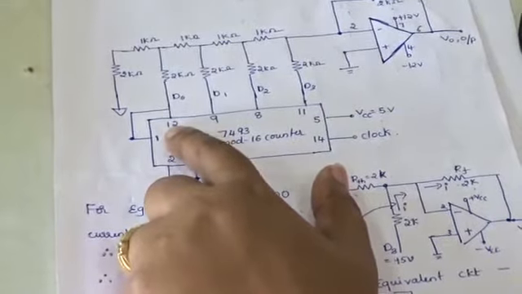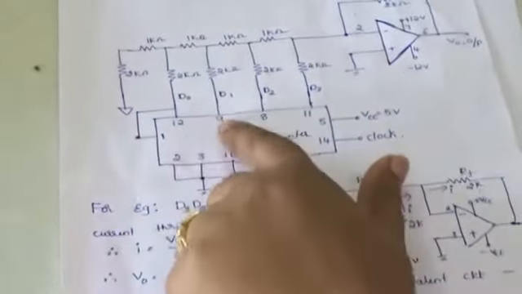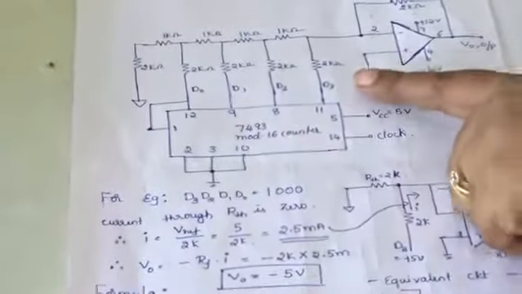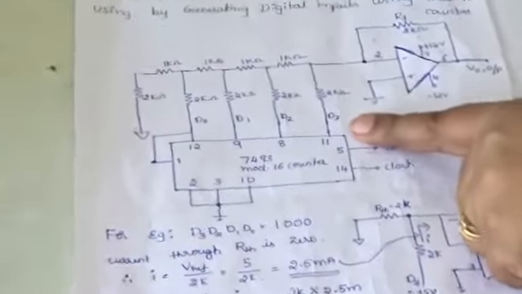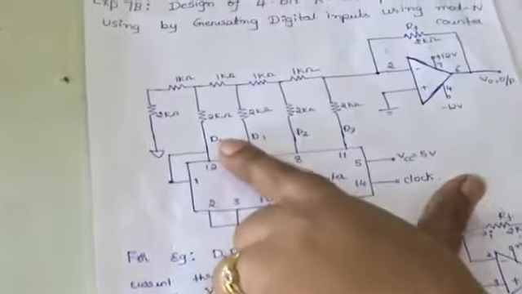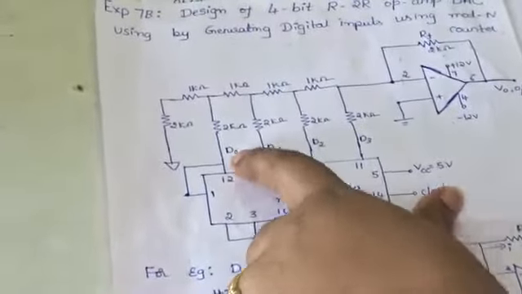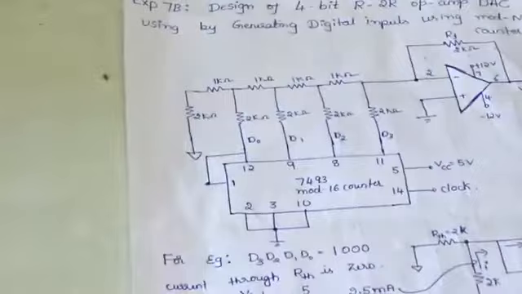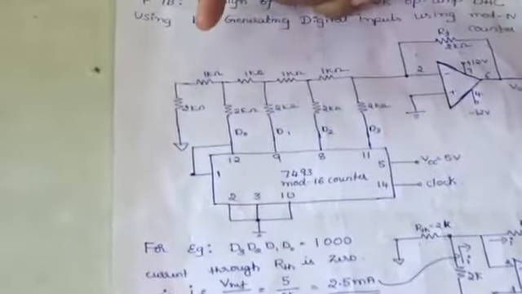This will be considered as the least significant bit, and next the 9th pin is D1, the 8th pin is D2, and the 11th pin is the MSB, that is D3. So this is a 4-bit DAC, an R2R DAC. The 11th pin is taken as the MSB, and the 12th pin is taken as the LSB. And you can see here, this is a 4-bit R2R DAC.